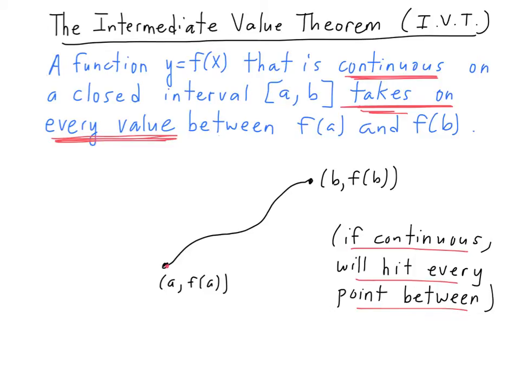So these are the 2 points we're talking about. We call the x values a and b, and then f of a and f of b are the y values. So if and only if it is continuous, then it's going to take on, it's going to pass through every single point in between those endpoints. We're now going to take a look at how this theorem could actually be used.